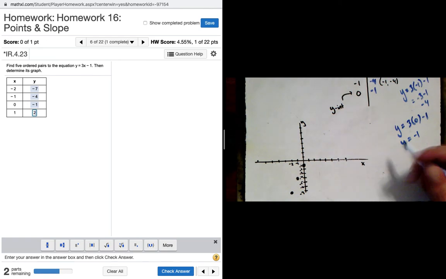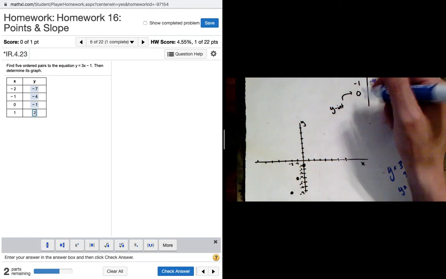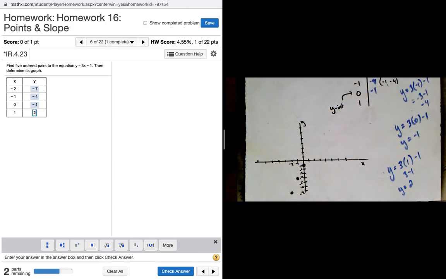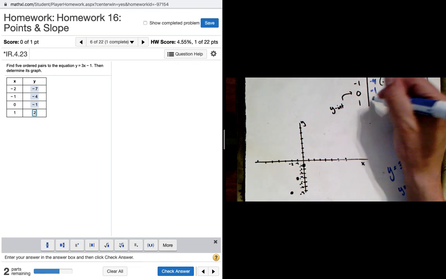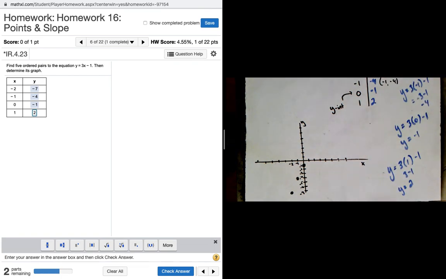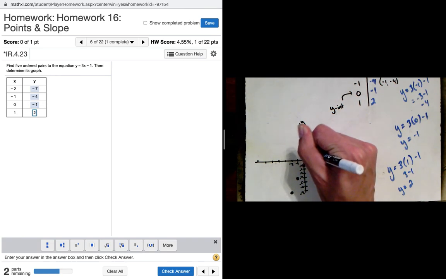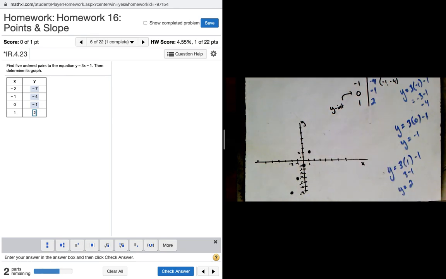We could plug in x equals 1 in this case. We get 3 times 1 minus 1, which is 3 minus 1, or just 2. So when x equals 1, our y value is 2. That gives us the ordered pair 1 in the x and 2 in the y, which can be plotted right here. Again, kind of following our line.